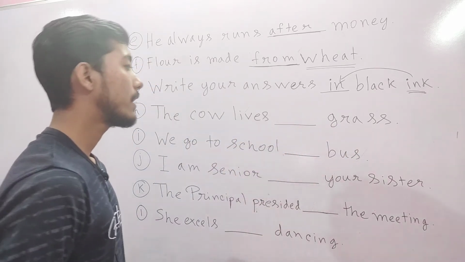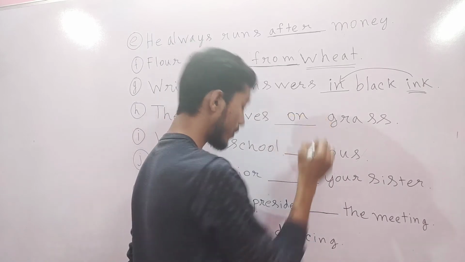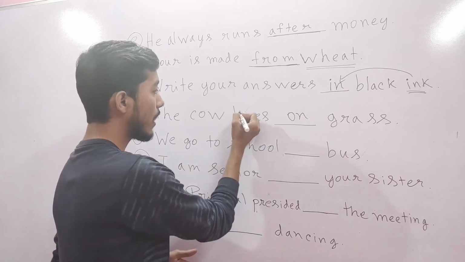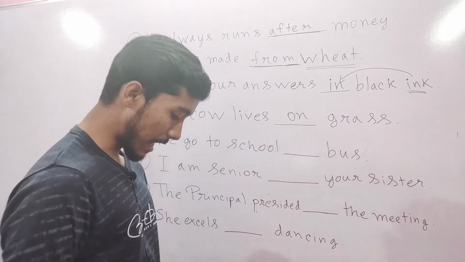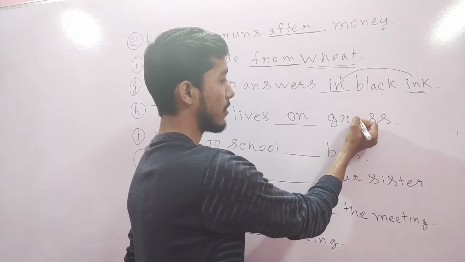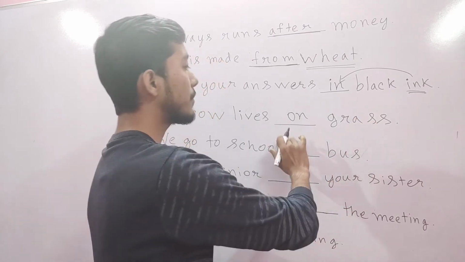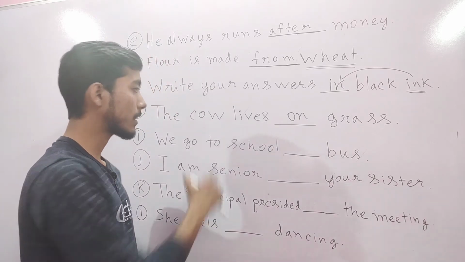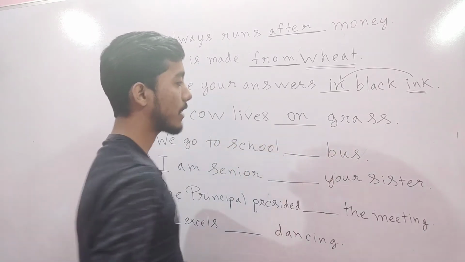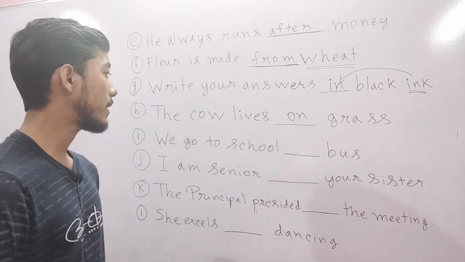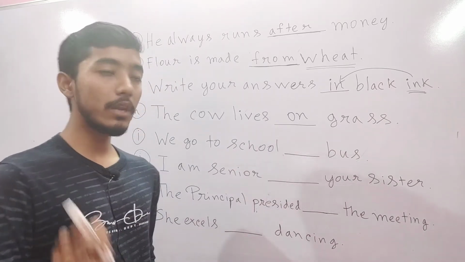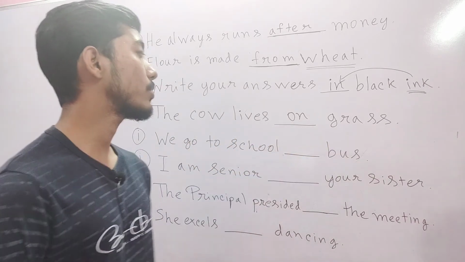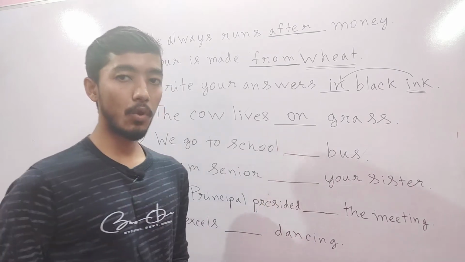Next, the cow lives dash grass. The cow lives on grass. The cow lives on grass. It means the cow sustains his life by eating grass, or we can also say that the cow depends on grass to live. The cow lives on grass. We can also understand it by the cow depends on grass to live. So whenever you get these kind of sentences, the cow lives dash grass, always we must write on.